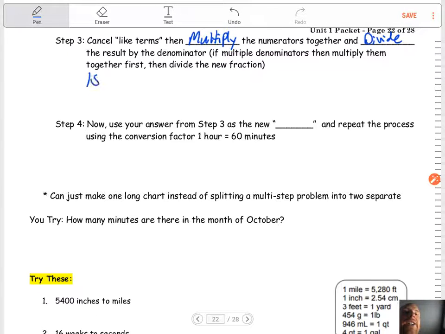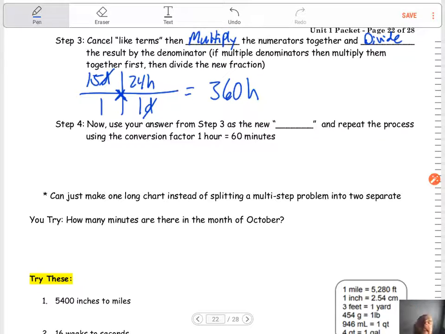So if I have my T-chart, 15 days, 24 hours, 1 day, my 1 goes here. So we canceled out the D's because those units are gone. Now we're going to be left with hours, which is good. It's getting us closer to minutes. So 15 times 24 gives us 360 hours in 15 days.